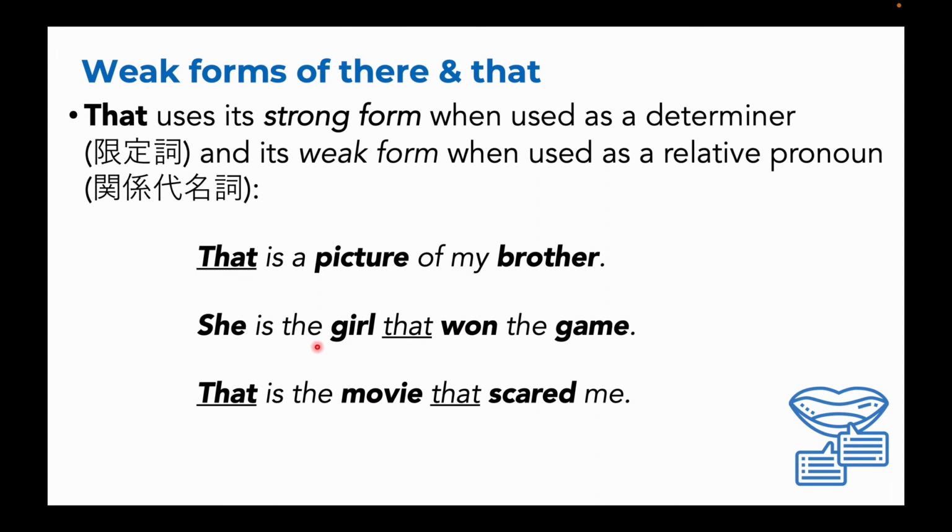In the third example, we have both forms, the strong and weak, of that. That is the movie that scared me. That is the this and that, and so therefore this determiner word is stressed and is the strong form. And the that scared me, again, is that relative pronoun describing the movie, and so therefore this is the weak form of that, and it's going to be very short, just using the schwa sound.